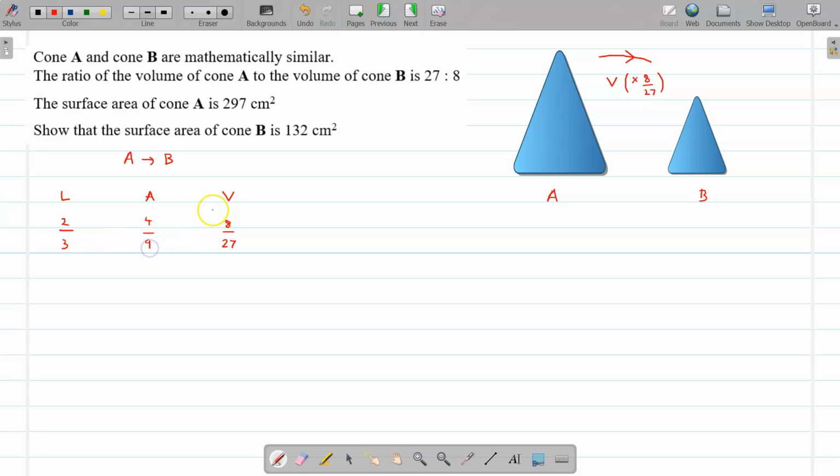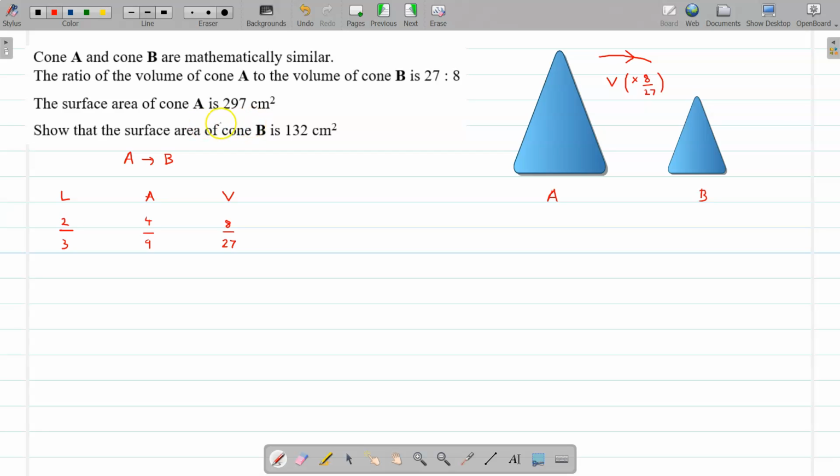So the surface area of cone A, if you multiply it by 4/9, you get the surface area of cone B, or any area on cone A, multiply it by 4/9 will give you the same area on cone B. Okay, so what I'm now going to do is use that information about area in here.